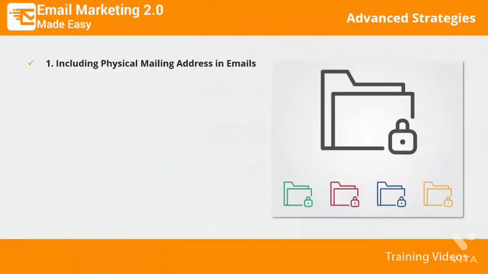1. Including physical mailing address in emails. Delivery rates depend a lot on qualifying your emails as safe by email spam filters. Including your physical address is a great way to qualify as trustworthy to your audience and their email service providers.